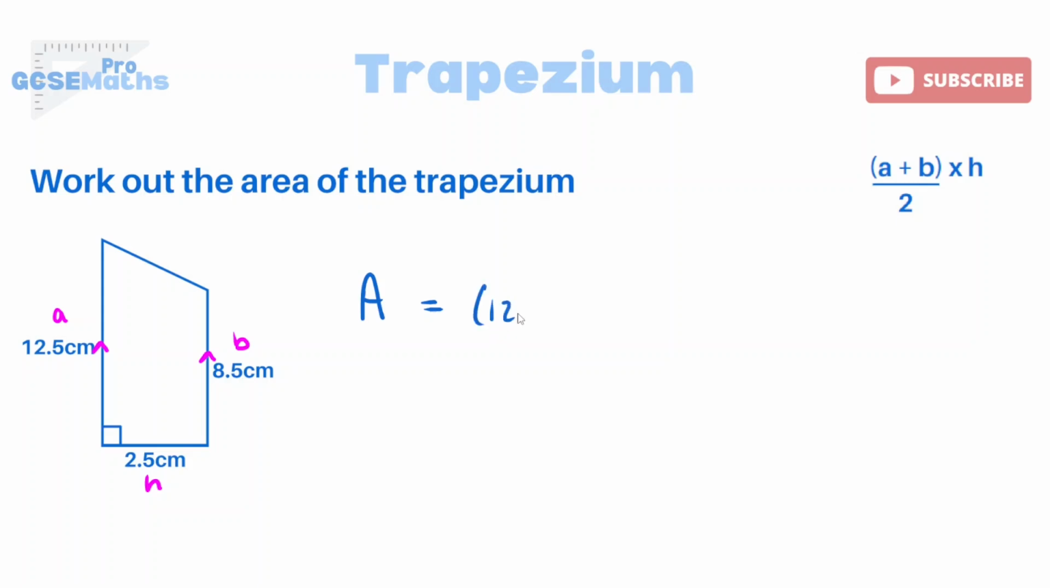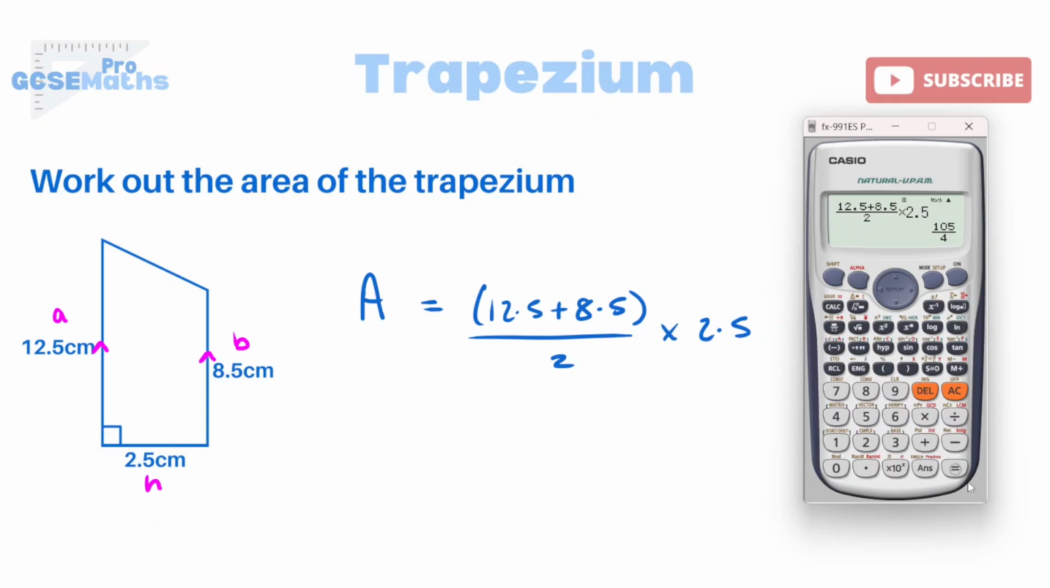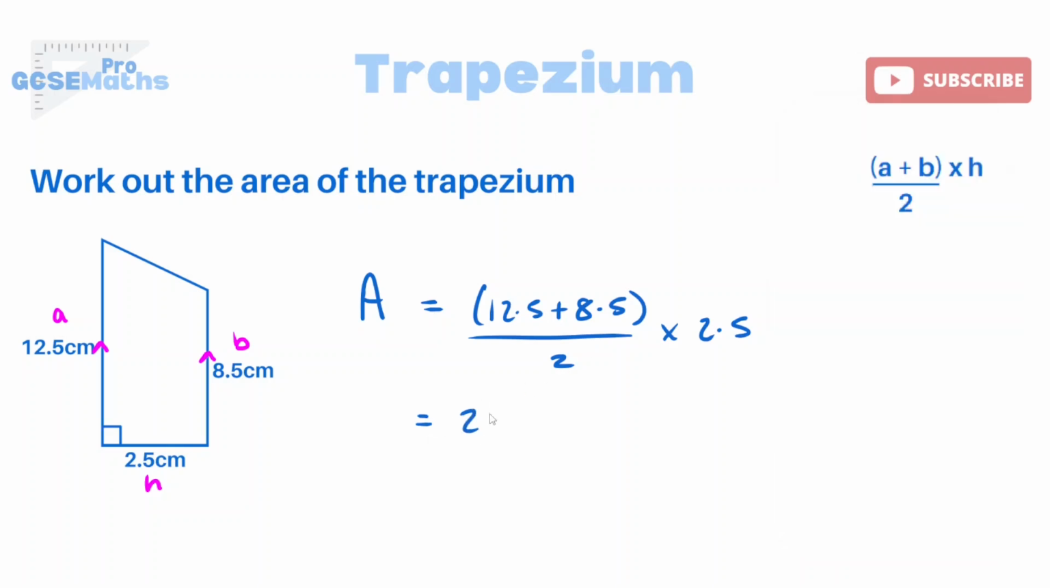So A plus B is 12.5 plus 8.5, over 2 to find the average, times it by the distance between them, which is 2.5. And there we go. So in the calculator, we get 26.25 centimetres squared. There we are.